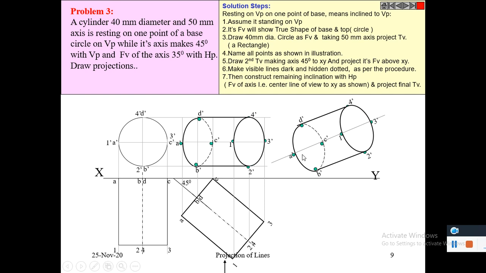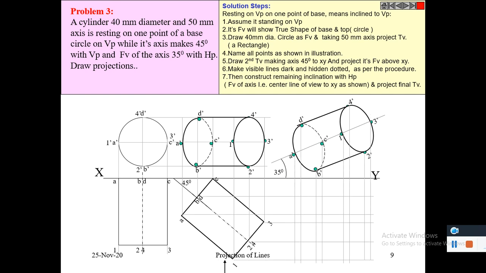Now it is drawn 35 degree inclined with the HP. This angle is 35 degree. By combining these two, projecting lines from here and lines from here, we can draw the top view of this.